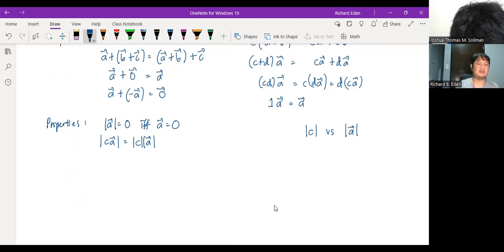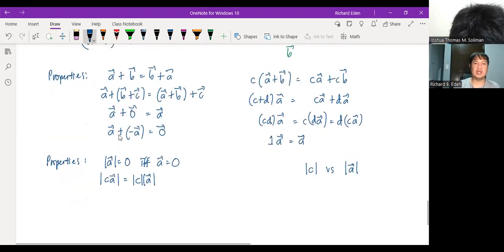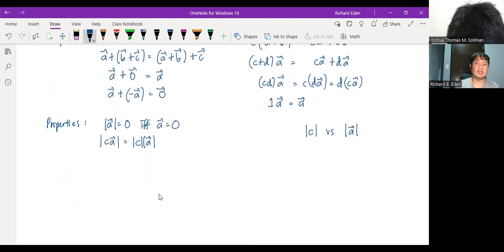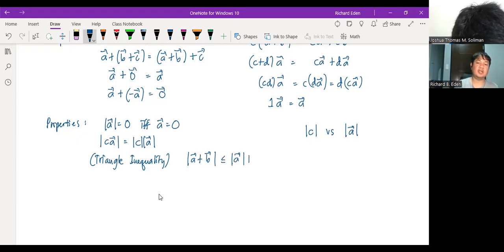So we have above the algebraic properties, and then this second set. These are the geometric properties. The triangle inequality: the length of the sum of the two vectors A and B is less than or equal to the length of vector A plus the length of vector B. Observe that we have less than or equal to, because it's possible for equality to occur.